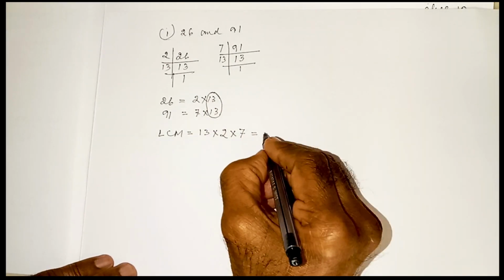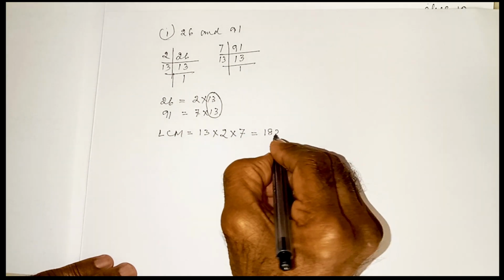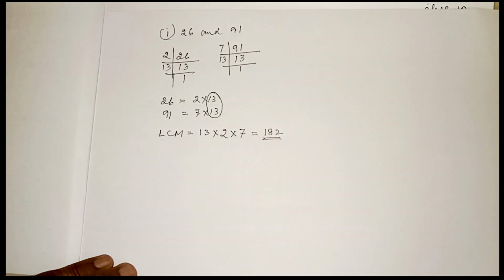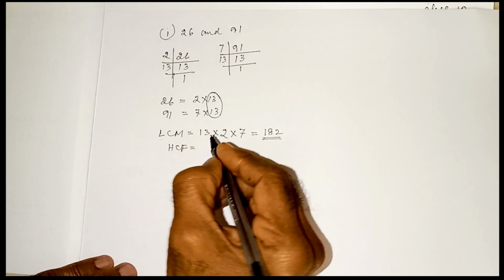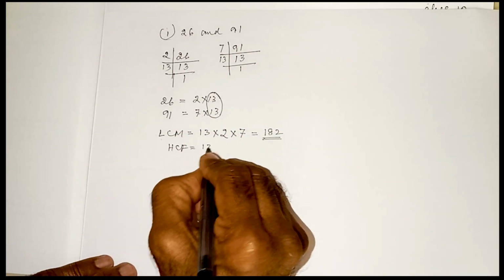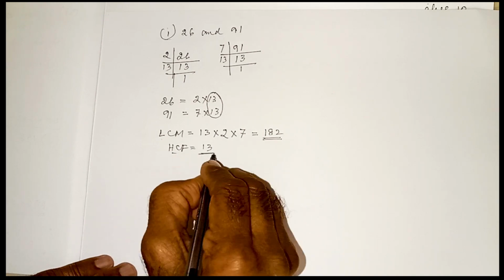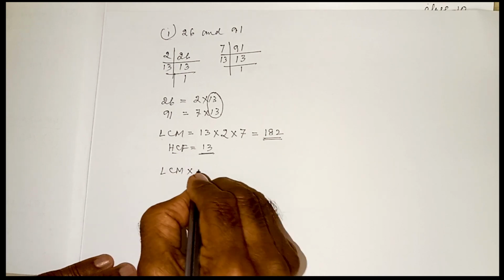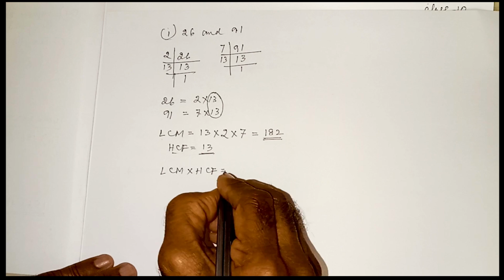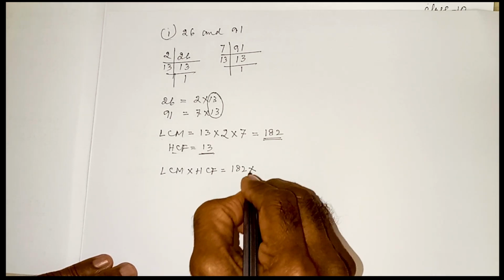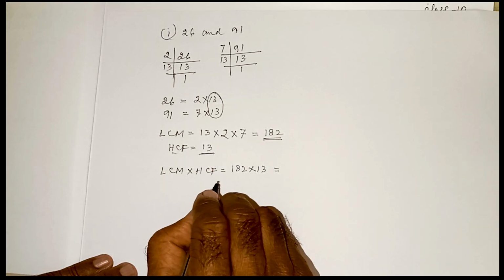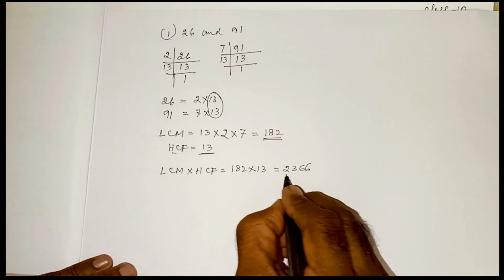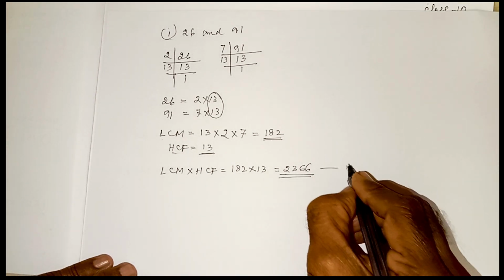Now when you multiply, you get 182. LCM of these two numbers is 182, and HCF is very simple. Whatever is common, that is the HCF. This is the HCF. Now, when you multiply these two, what do you get? Let us write down that LCM into HCF equals 182 into 13. When you multiply this, you get 2366. Now this is our first answer.